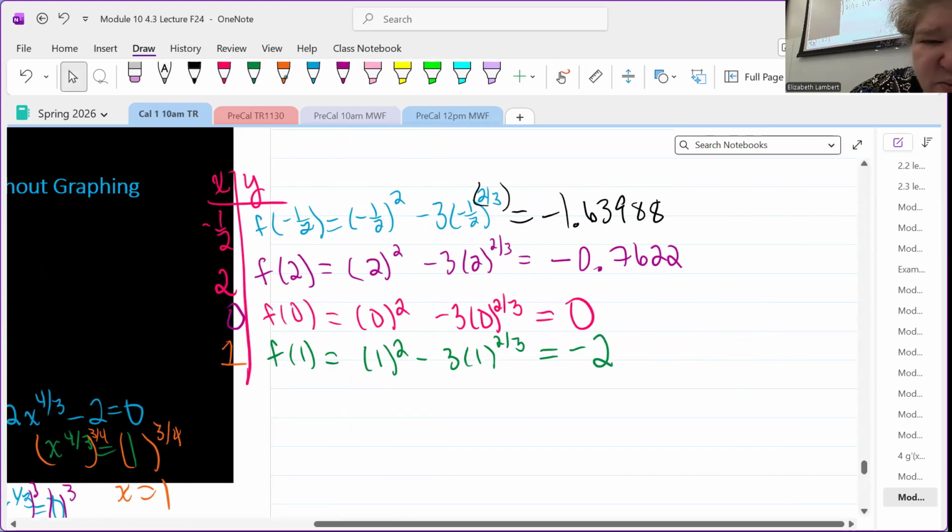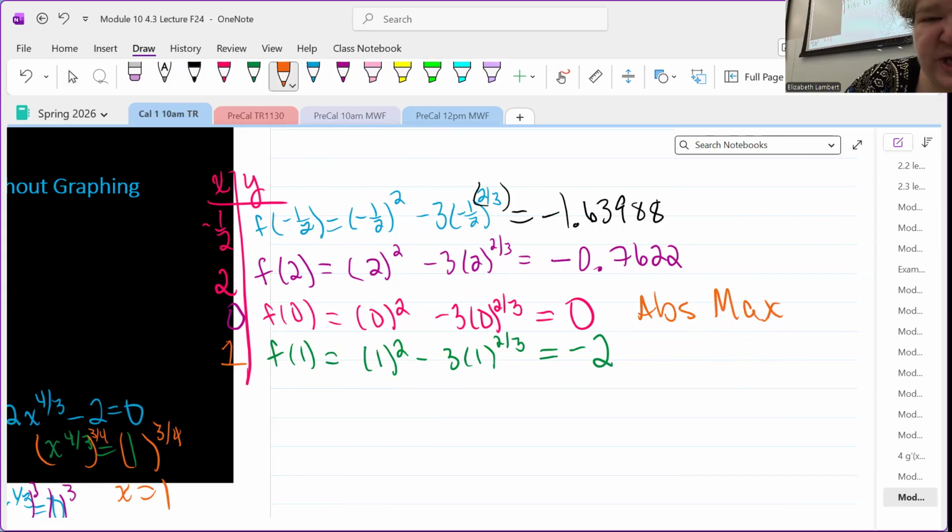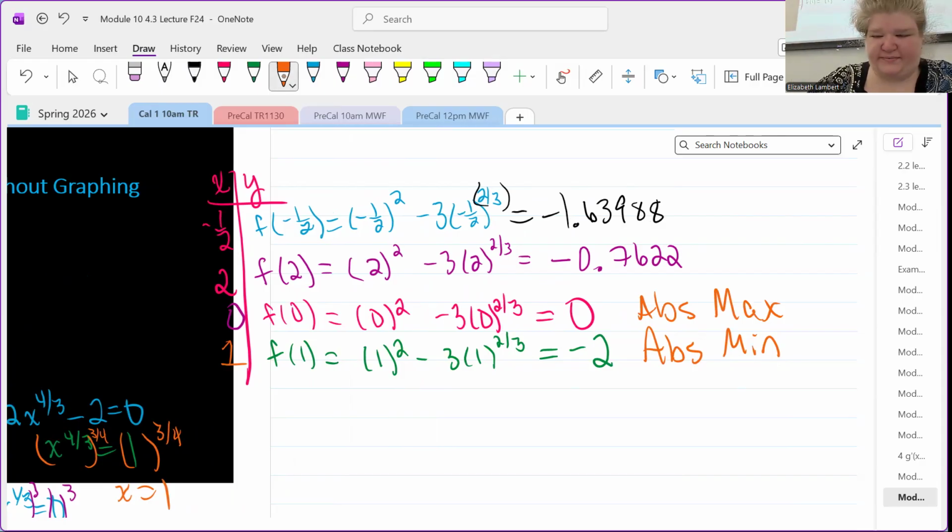All right, so what's our max? Yep. And what's our min? Yep. So the highest y value is 0. So our absolute max occurs at 0, 0. And then our absolute min is a y value of negative 2, and that occurs at x equals 1.